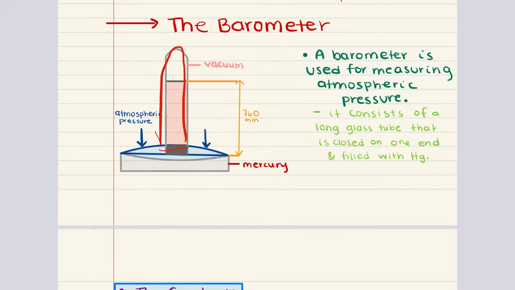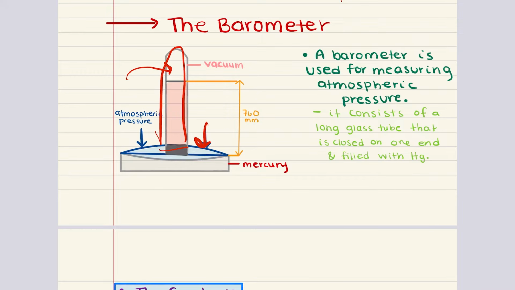Now here's how atmospheric pressure plays a role in this. The space above the mercury column in the tube is essentially a vacuum. There's no air, so there's no pressure pushing down on the top of the mercury column inside the tube. However, atmospheric pressure is pushing down on the surface of the mercury in the reservoir. And it becomes a balancing act of forces.